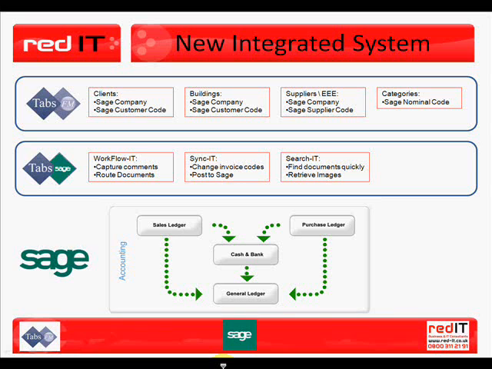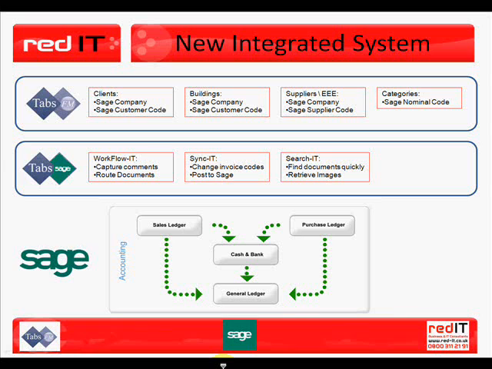In order to do this, we have expanded the functionality of Tabs so that clients, buildings, and suppliers are now also related to Sage legal entities, as well as Sage customer codes and supplier codes. Categories have also been expanded to hold a default Sage nominal code.